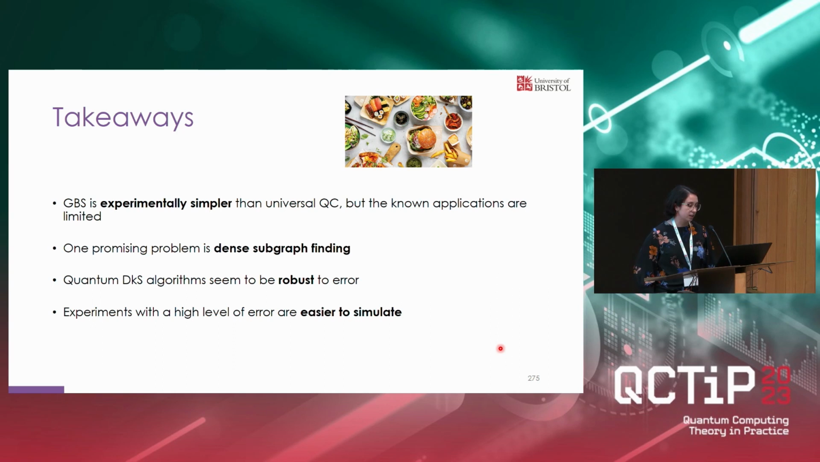This is interesting partly because we know that when GBS has a high level of error, it actually becomes efficient to classically simulate. So this would suggest that even though it's effective for this problem, there could be classical solutions instead, and I'll talk a bit more about what that means.